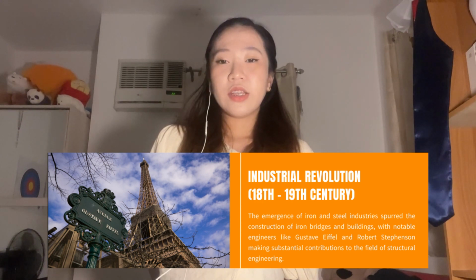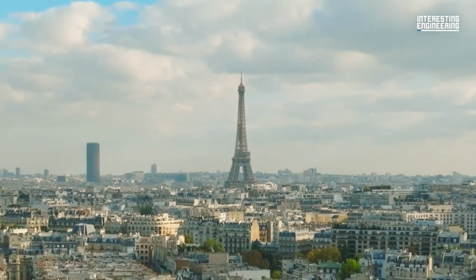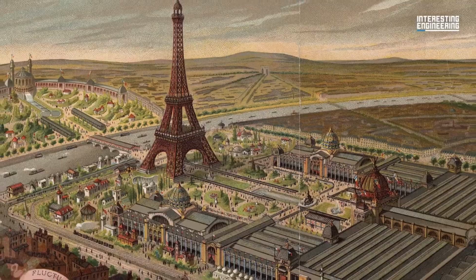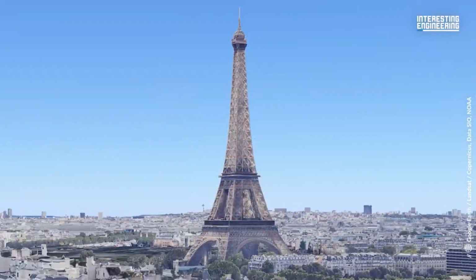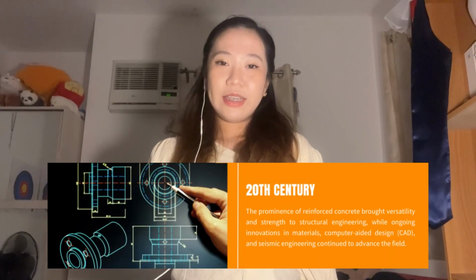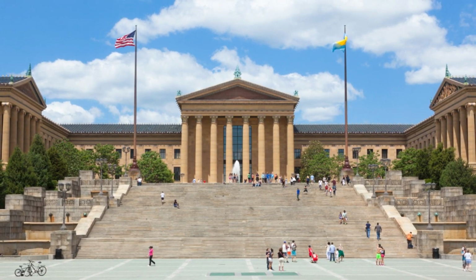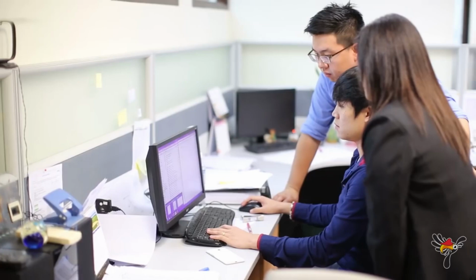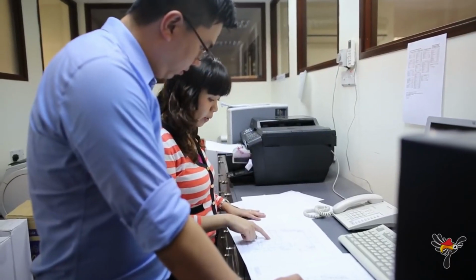Number 5. Industrial Revolution. The rise of iron and steel industries led to development of iron bridges and buildings. Engineers like Gustave Eiffel and Robert Stephenson made significant contributions to structural engineering. Number 6. 20th century. Reinforced concrete became prominent, offering versatility and strength. Innovations in materials, computer-aided design or CAD, and seismic engineering advanced the field.